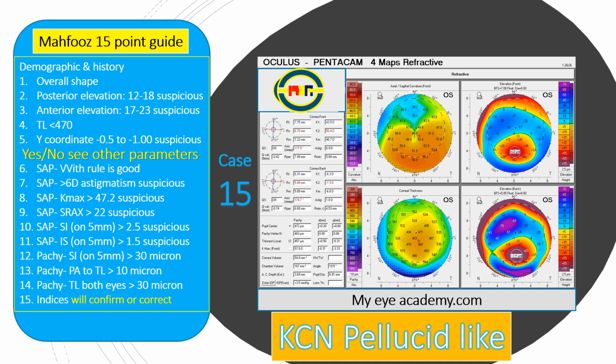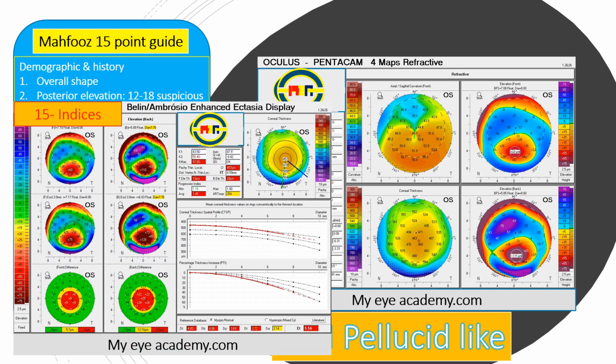It's a pellucid-like keratoconus, and we confirm it with the indices. Look at that, all the indices are within the red range, and the indices are here in the red range, so it confirms our findings that it is a pellucid-like keratoconus.